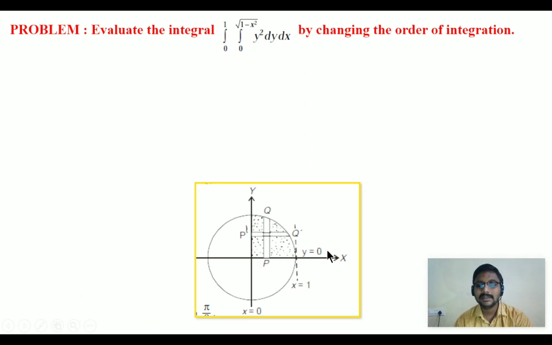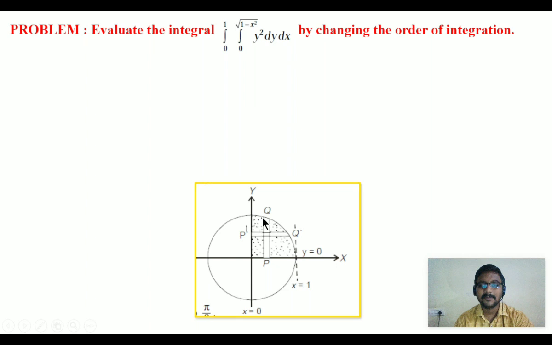Y equal to 0 means the x axis. Y equal to root of 1 minus x square, squaring on both sides, we will have y square is 1 minus x square, which implies that x square plus y square is 1, which represents the circle having center at origin and radius 1 unit. So it is the unit radius circle.